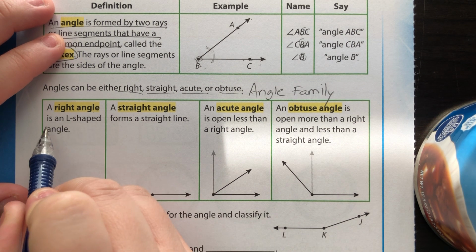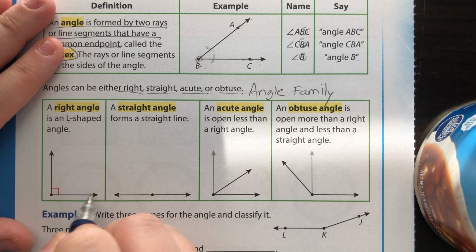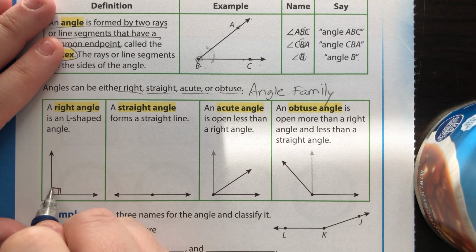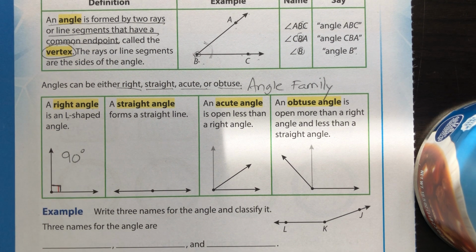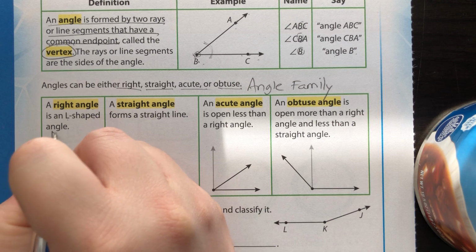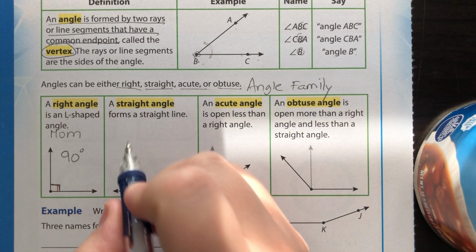So a right angle is an L-shaped angle. That means that it forms a perfect L, a perfect square corner right here. It is also 90 degrees exactly, because angles are measured in degrees, okay? So 90 degrees exactly is what a right angle is. Now, a right angle is mom, because moms are always right. Just deal with it. Moms are always right, so that's why mom is a right angle.